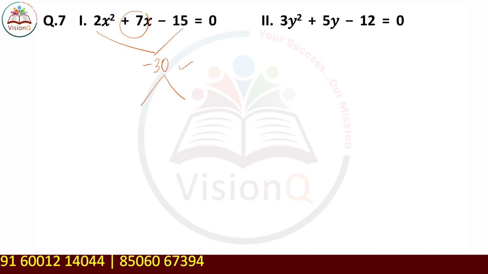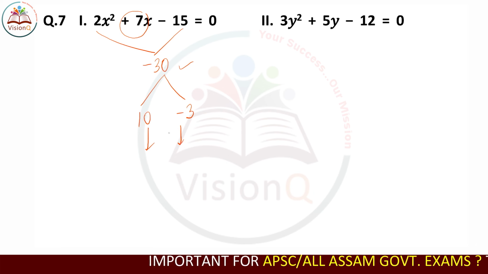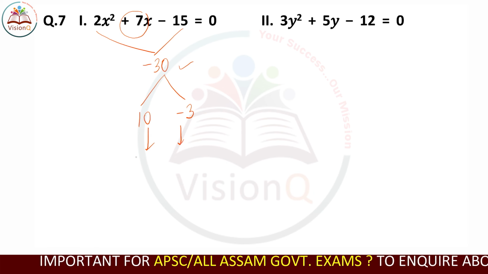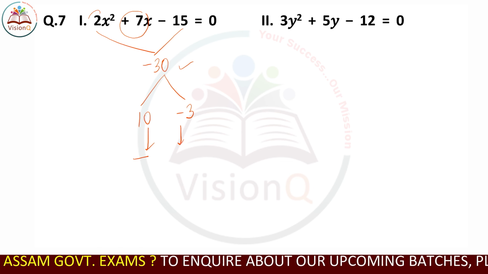It will be how much? 10 and minus 3. 10 minus 3 is 7 and 10 into minus 3 is minus 30. In the next step, divide by a and change the sign. This plus becomes minus, this minus becomes plus. Divide by a, okay, a is 2.